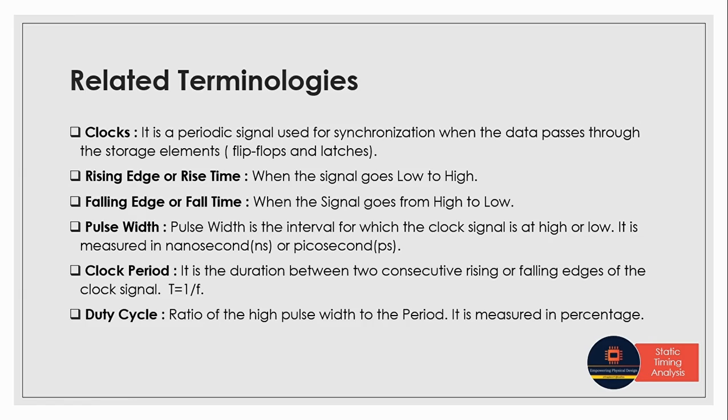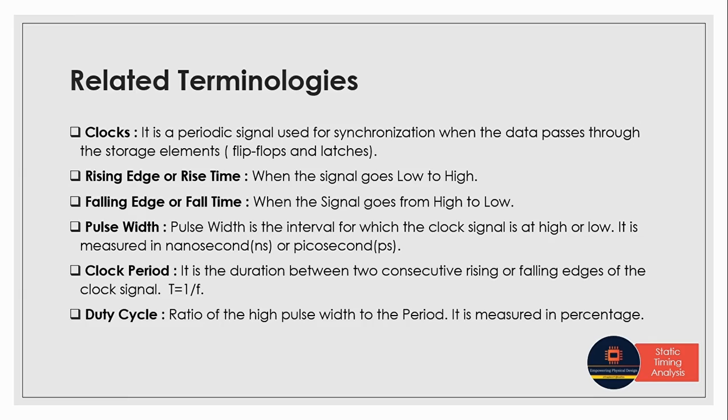Next is clock period. Clock period is the total interval or the duration between two consecutive rising or falling edges of a clock signal. That means from one rising edge plus falling edge is a complete cycle. Like from one rising edge to the next rising edge, the duration between them is called the clock period. And clock period is inversely proportional to frequency, that is T equals 1 by F.